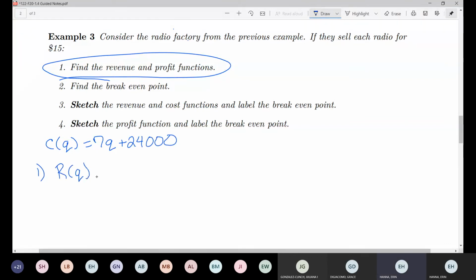Our revenue function here, so again, this is price times quantity. I said you're going to want to remember it. Well, what's the price they're selling them for? $15. So here our revenue function is 15Q. It's that simple. It's not a trick. That's it. Price times quantity. Now for the profit function, well, that's revenue minus cost. And we have both of those two equations, so we just got to plug them in, if you will. So our revenue function we just found was 15Q.